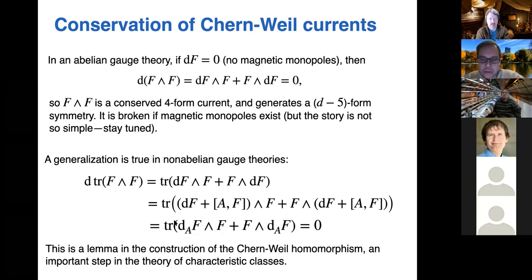And the covariant derivative of F is zero by the Bianchi identity. So trace F wedge F in any non-abelian gauge theory is a closed form, meaning it generates a symmetry. This way of phrasing it is not something people have done a lot, although it has occasionally been discussed in literature. But it's not really an unfamiliar concept, because you know that there's some charge associated with this trace F wedge F, which is just instanton number. And so maybe it shouldn't be surprising that there's a symmetry structure there.